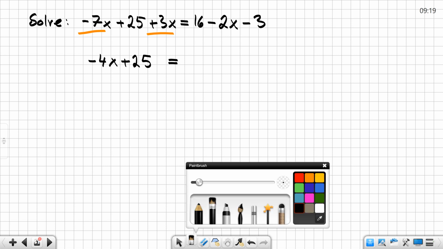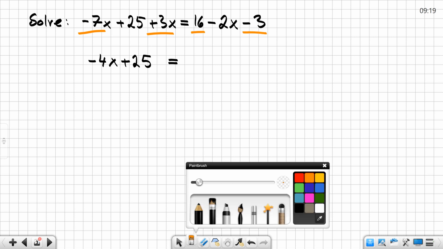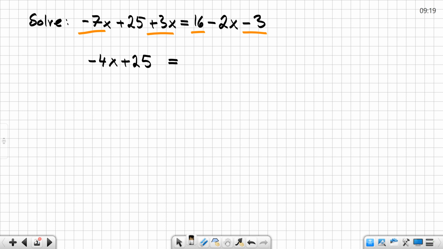On the right side, I also have like terms. Here the like terms are the constants. I have 16 minus 3, and that will be 13. Now both sides are completely simplified, and I start moving things around from left to right, using addition or subtraction. I am first using the negative 2x, and I move negative 2x to the left side by adding 2x.